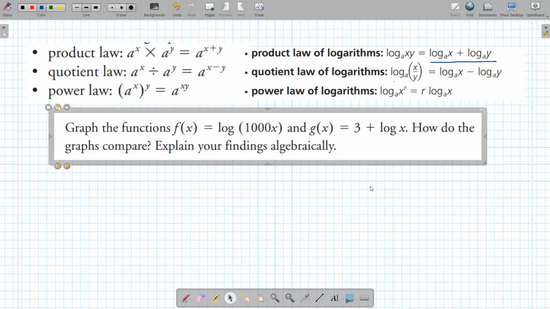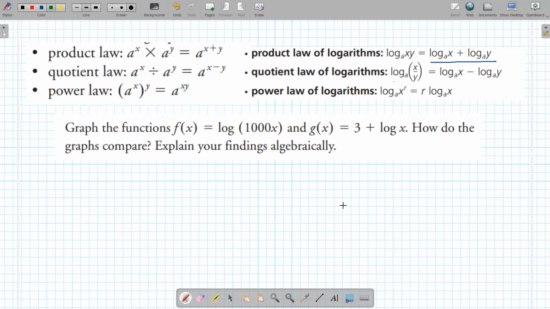It says graph it. They'll both end up looking like something like this. This is a horizontal compression by a factor of 1,000, so it'll probably look like this. The other one is the same thing, shifted 3 units up. So that point becomes here, and it's going to go a lot faster. The point here is not to graph them. The point here is to compare these two even without graphing them.